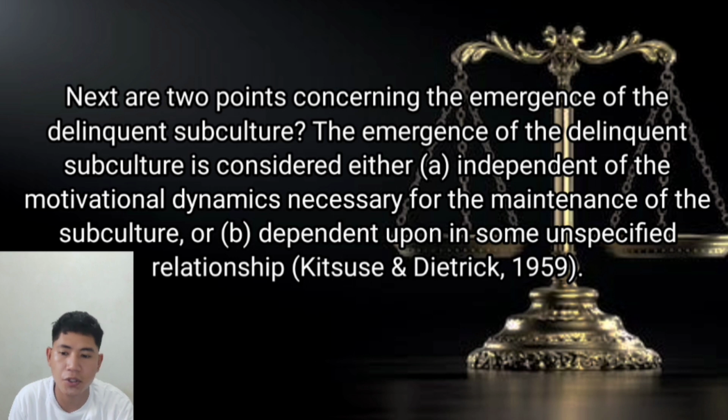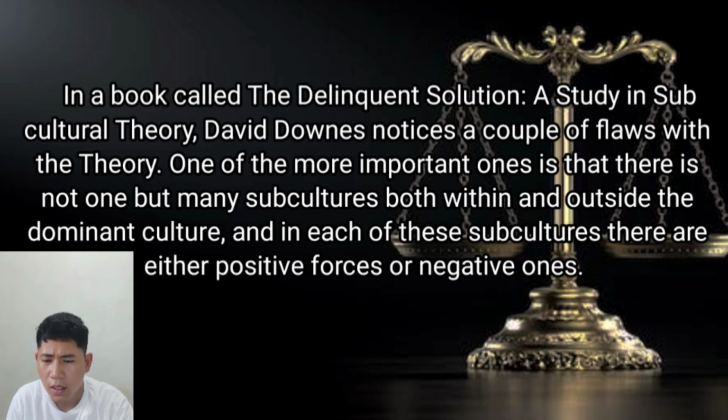Next are two points concerning the emergence of the delinquent subculture. The emergence of the delinquent subculture is considered either independent of the motivational dynamics necessary for the maintenance of the subculture, or dependent upon it in some unspecified relationship. In a book called Delinquent Solution: A Study in Subculture Theory, David Downes notices a couple of flaws with the theory.